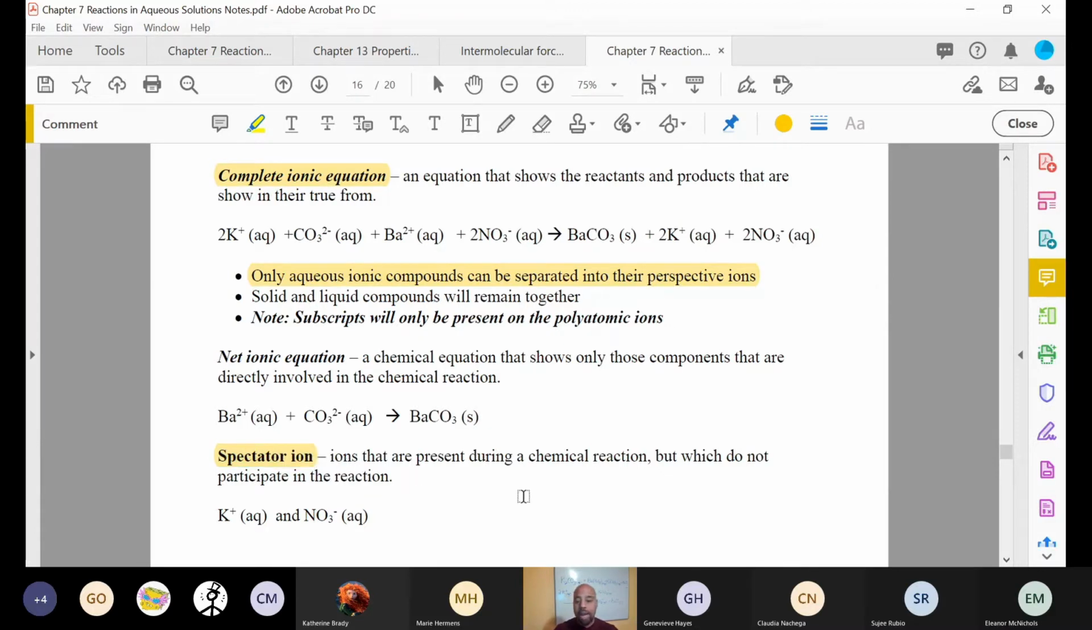And the spectator ions are just those ions that are saying, hey, you know what? I'm watching this reaction. I'm not really doing anything here. Because if you look at the reaction here, I have 2 potassium cations originally on the reactant side, and I've also got 2 on the product side. So even right here, 2 right here, and 2 right here. They didn't do anything, so they're considered to be spectators.